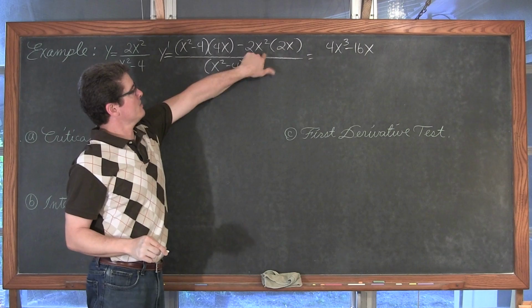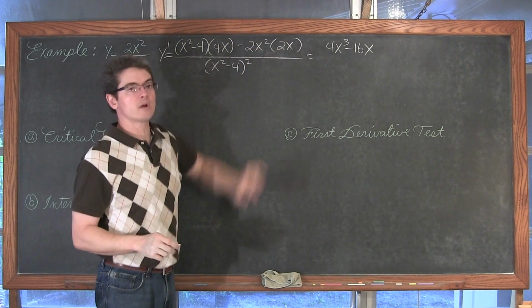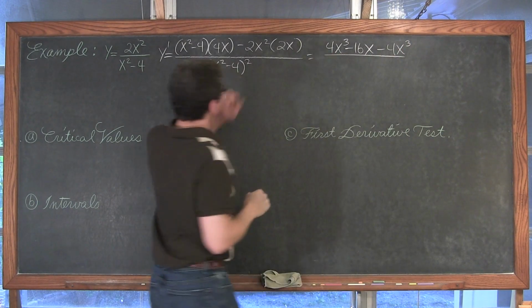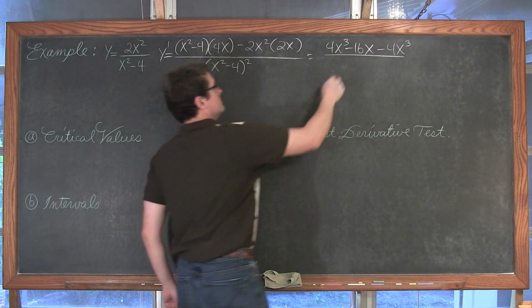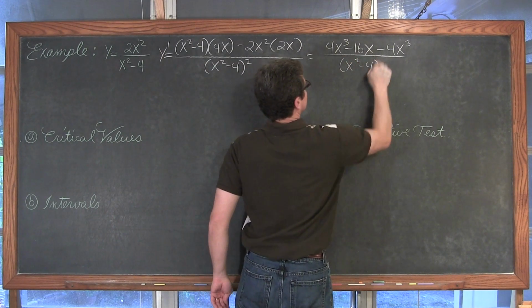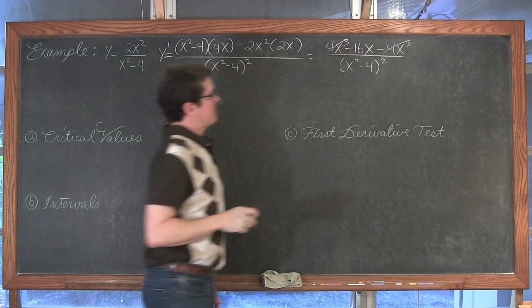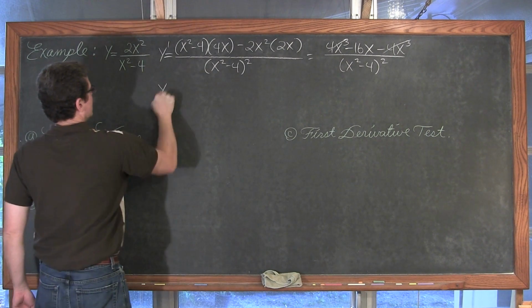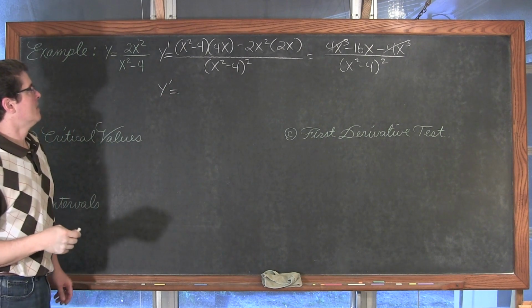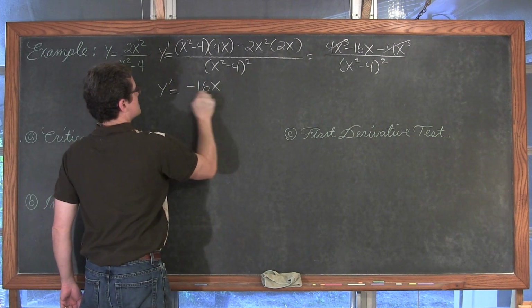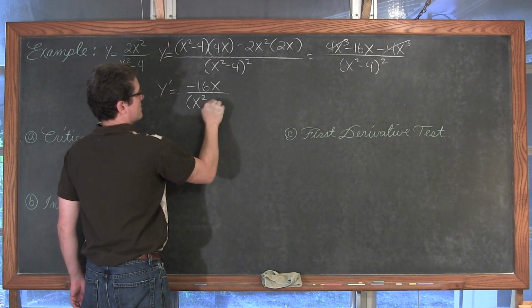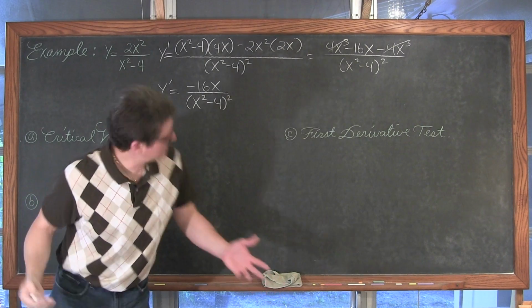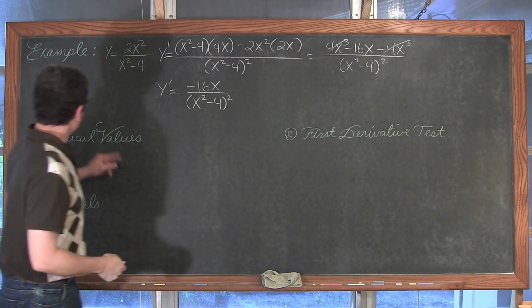Negative 2x squared times 2x is going to be negative 4x cubed, again over that denominator of (x squared minus 4) squared. Of course, 4x cubed minus 4x cubed is going to cancel out. And our derivative, again, is equal to, let me get it down here so we can see it more clearly, negative 16x over (x squared minus 4) squared. Just make sure I didn't do something silly. Good. Checks out.